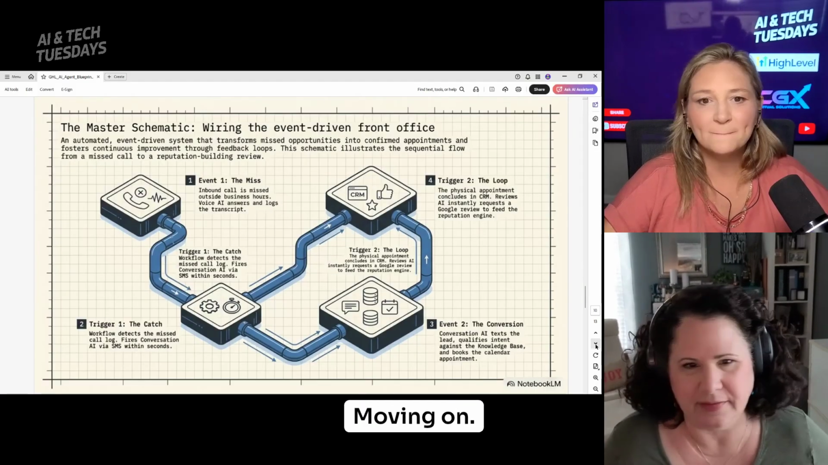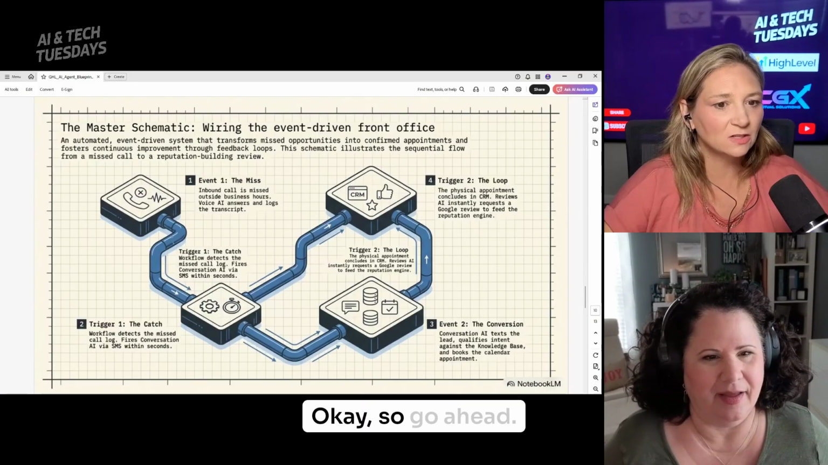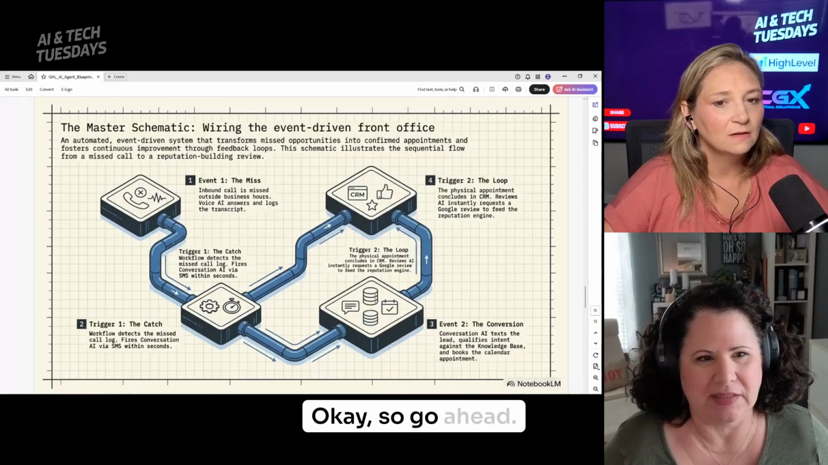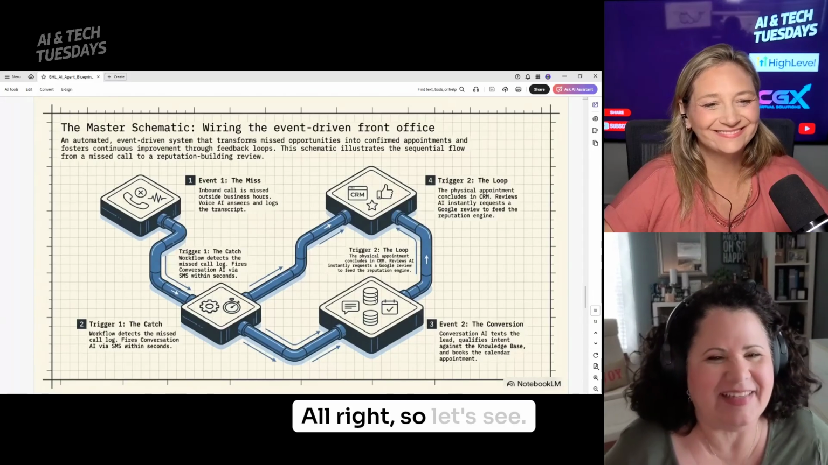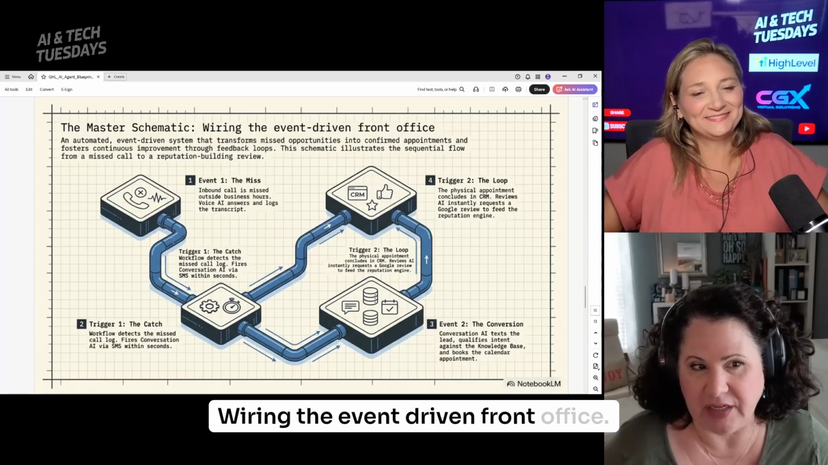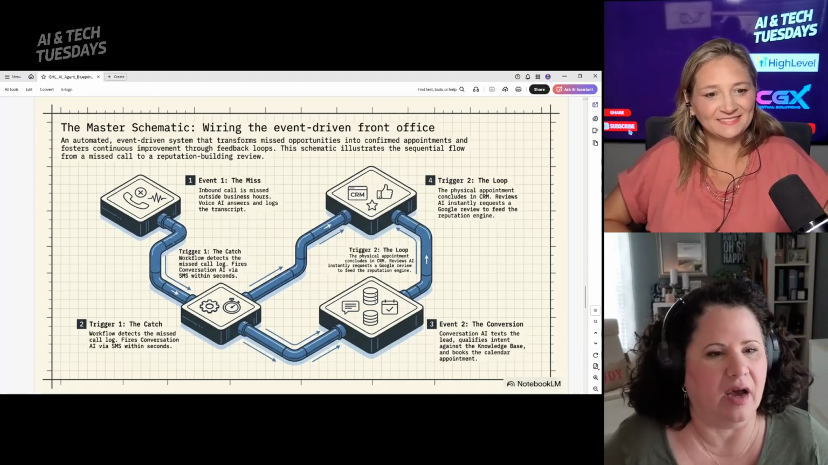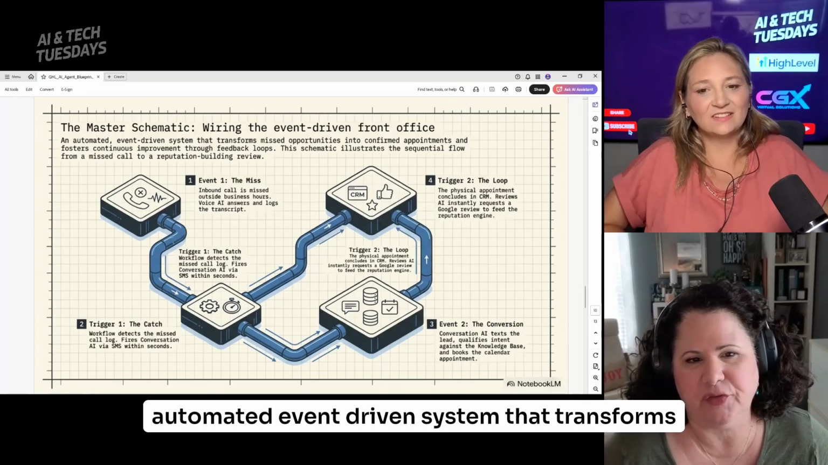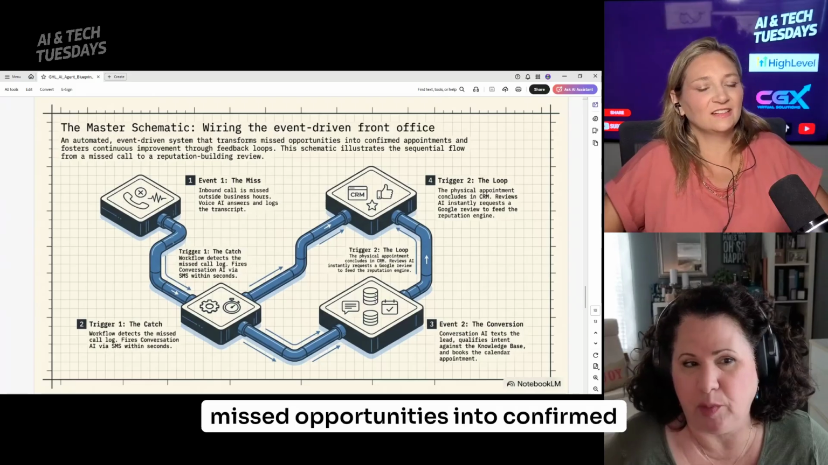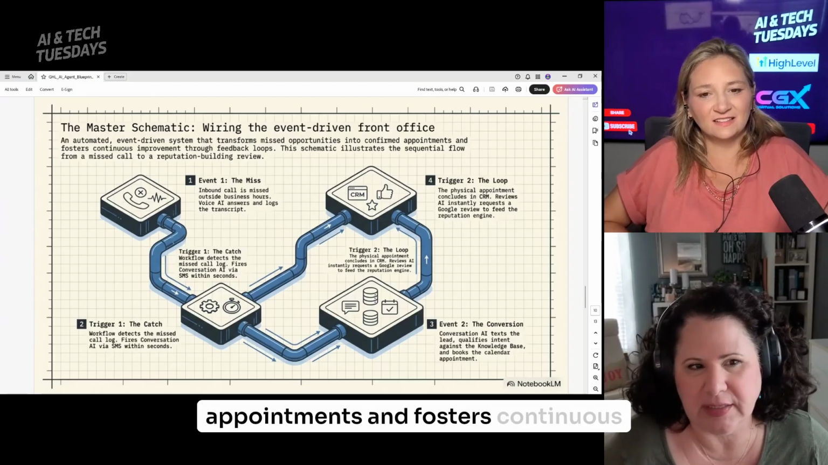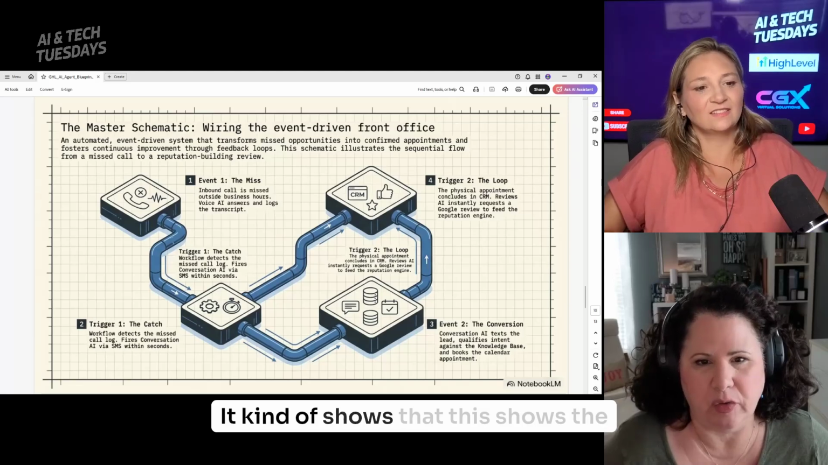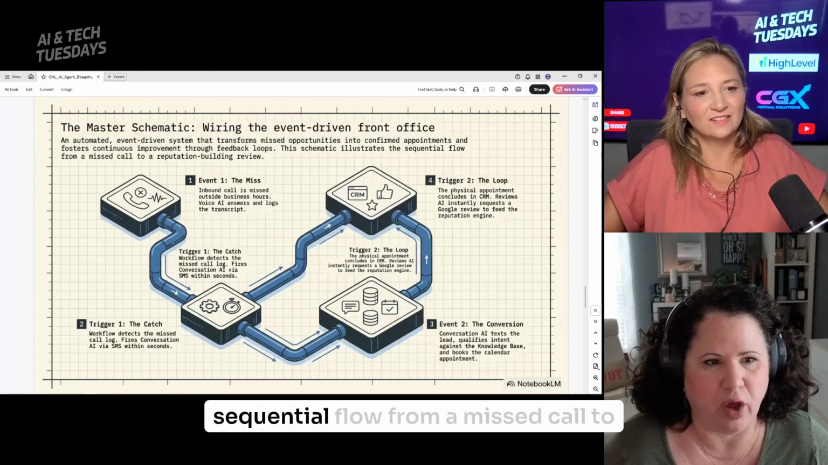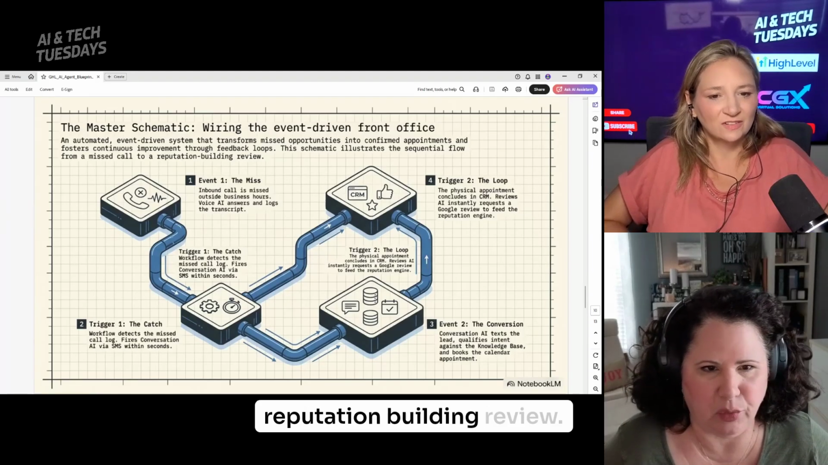Okay. Moving on. Next. Go ahead. This is your slide, Yamil. All right. So let's see. Why the event-driven front office? An automated event-driven system that transforms missed opportunities into confirmed appointments and fosters continuous improvement through feedback loops. It shows the sequential flow from a missed call to a reputation-building review.